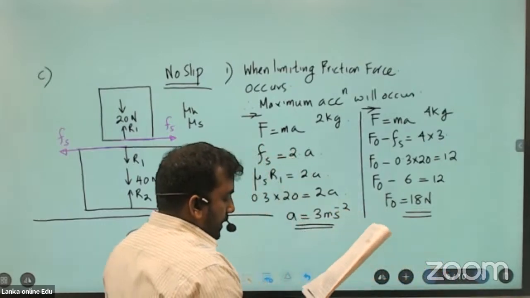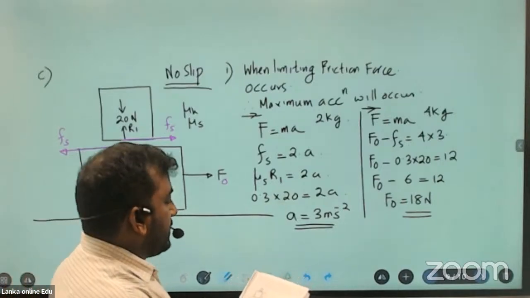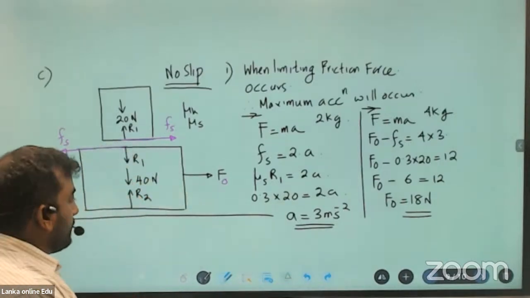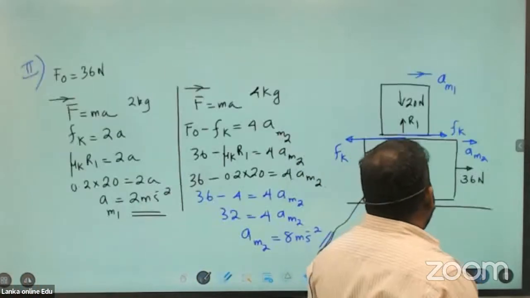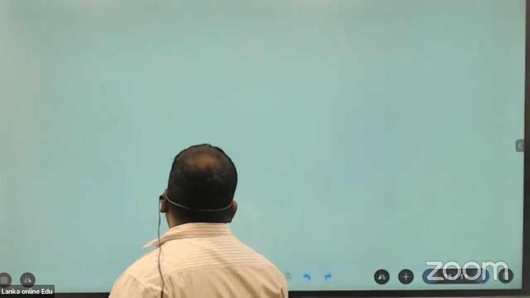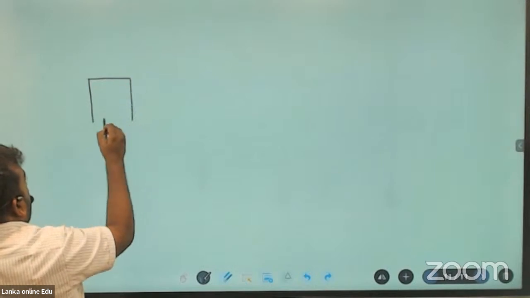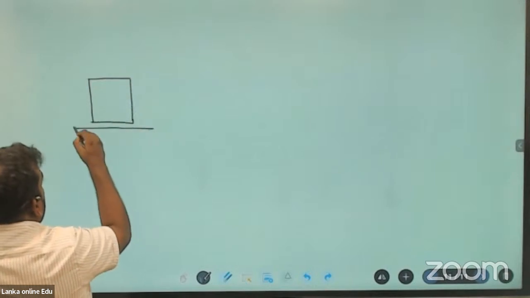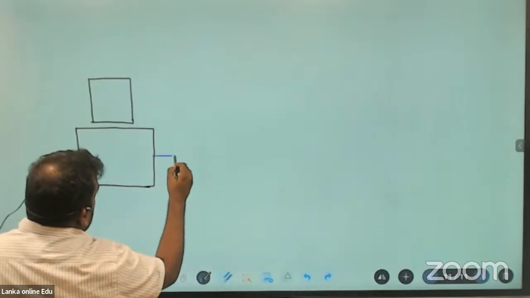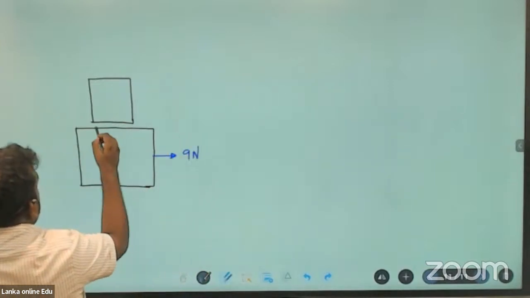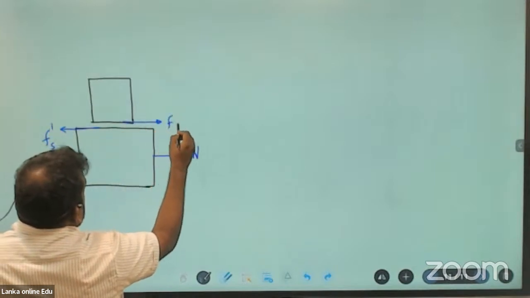When F naught is half, it will travel together with mass M1. And there will be a static friction, Fs dash, static friction.